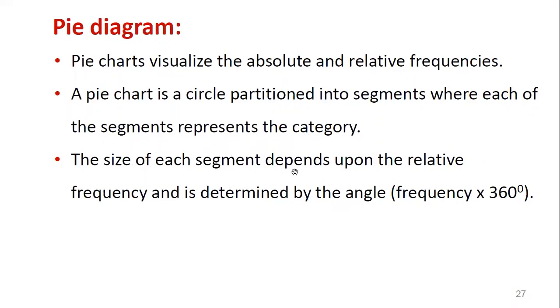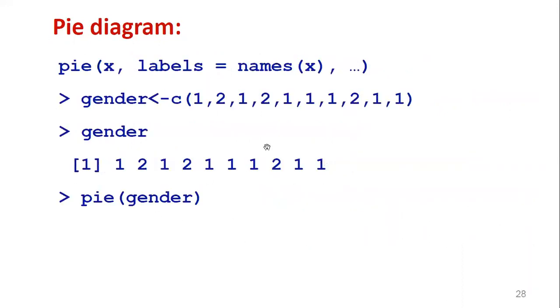The size of each segment depends upon the relative frequency and is determined by multiplying the frequency by the total angle of 360 degrees. Based on that, the partition can be done. So the syntax for the pie diagram is pie, within parentheses x, the data vector or variable, comma, labels equal to, where you can even provide your own labels, names of x, and other possibilities.